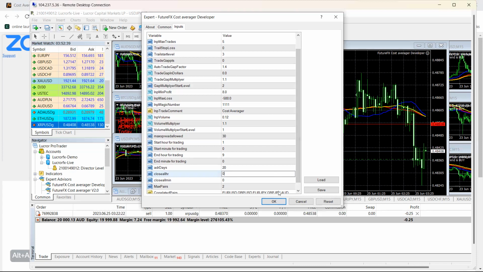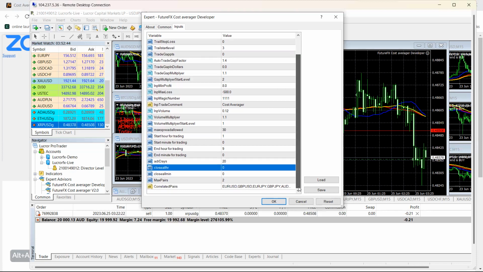Just put it back to 0 for now, and you can do minutes, hours and minutes as well. I don't use the minutes terribly often, but they're there.